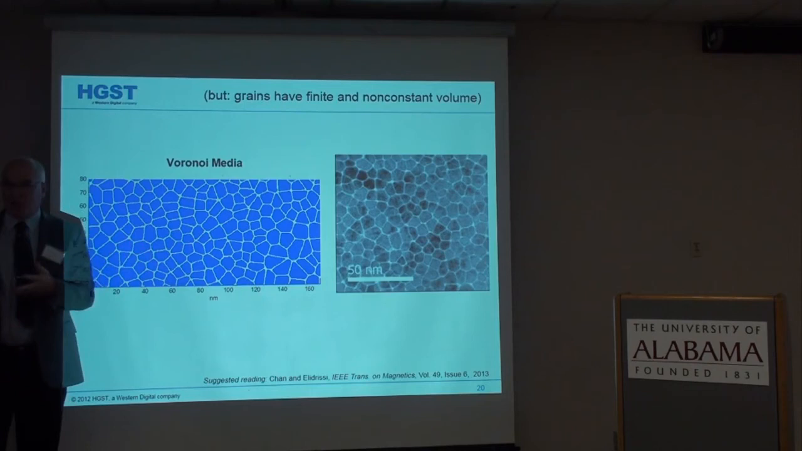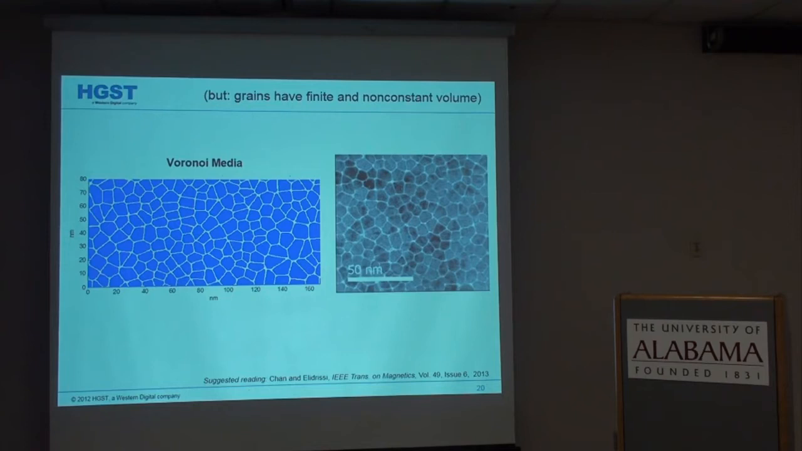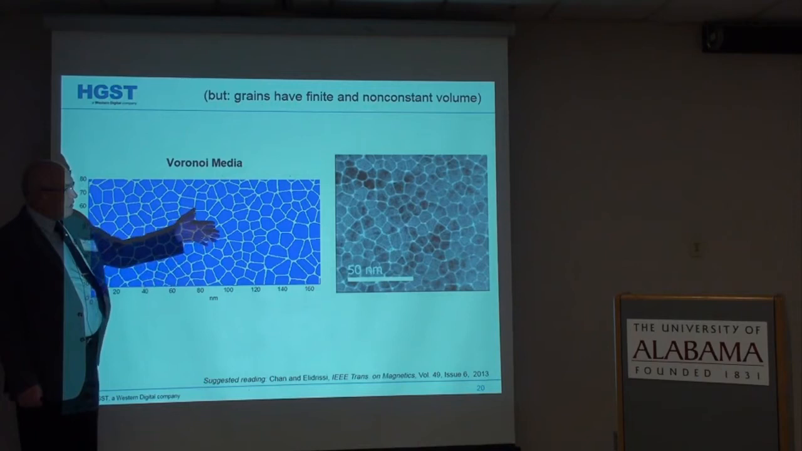Media aren't actually infinitesimal, small pieces, small grains, not at all. In fact, the size of these grains are something like 8 or 9 nanometers in diameter, a very substantial portion of a bit cell. And so that quantization is another noise issue, if you like. And they are not regular at all, and they look something like this.